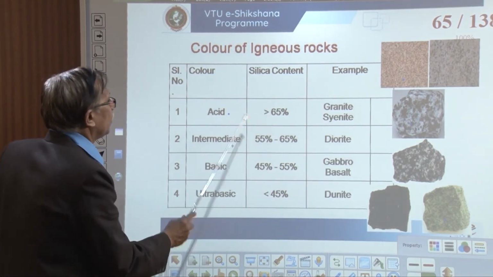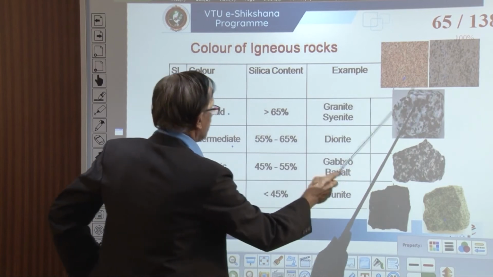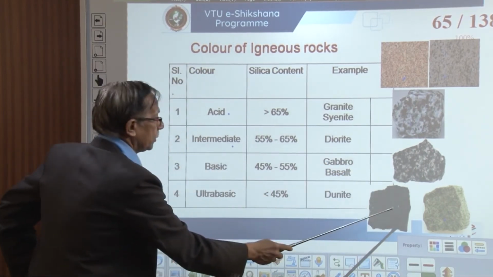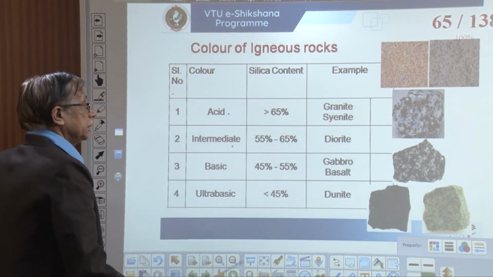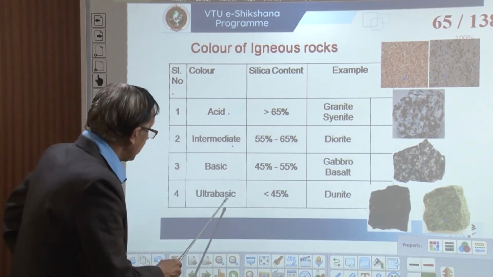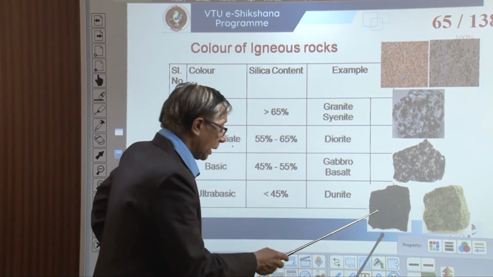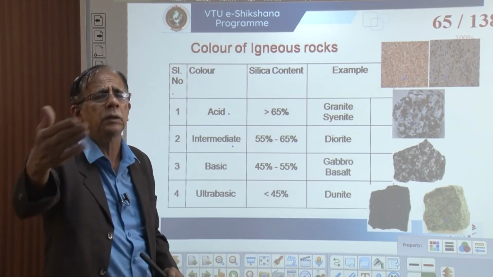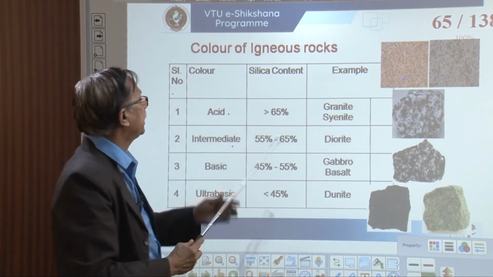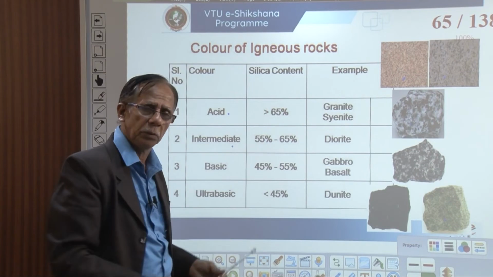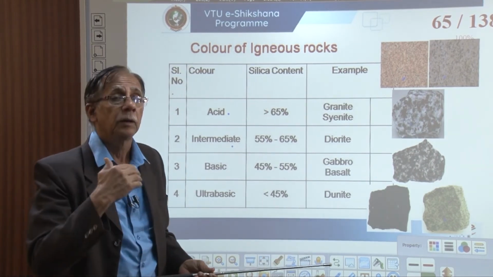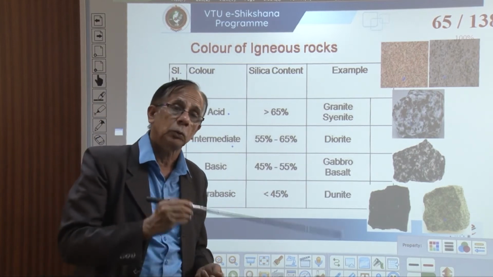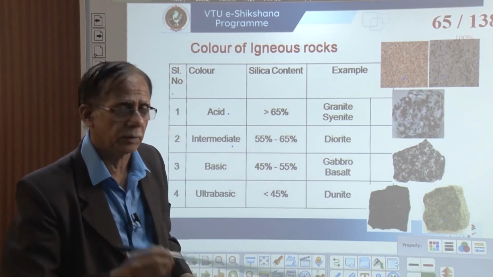Therefore, acidic rocks are lighter, intermediate like this, basic like this, or ultra basic like this. Thus, based on the color itself, I can get an idea about whether basic or ultra basic, or if I have just an ultra basic rock, I can get what is its color and composition. They are dependent. Based on knowing one, I can say about the other.